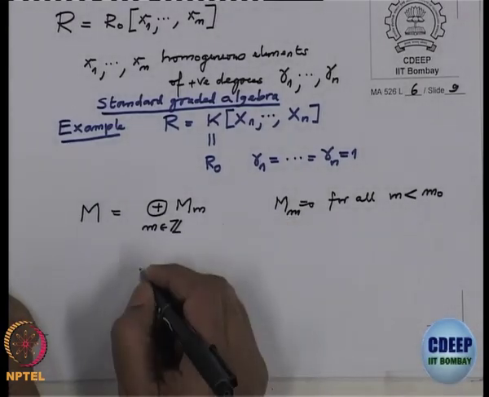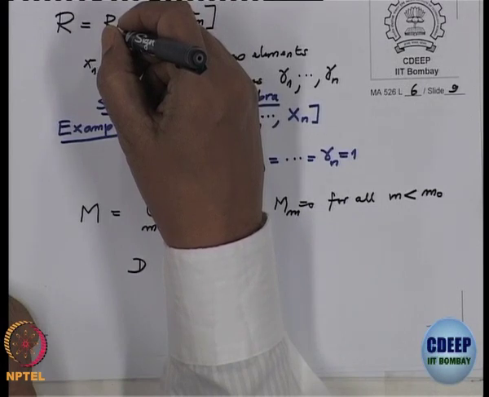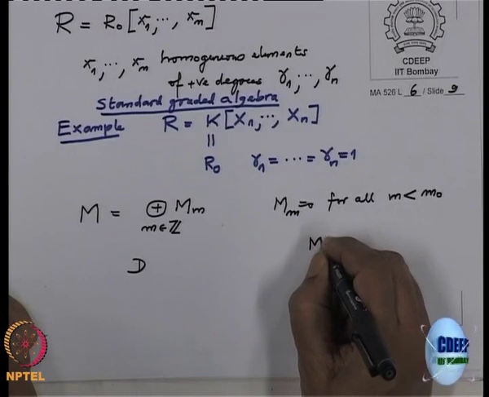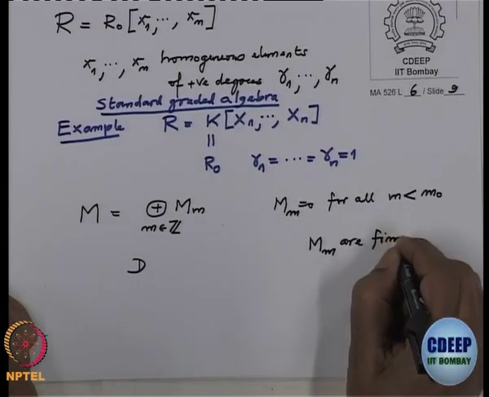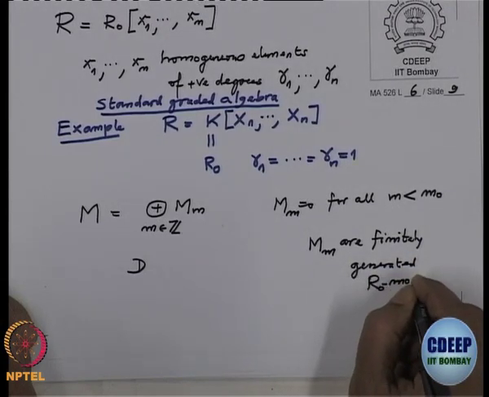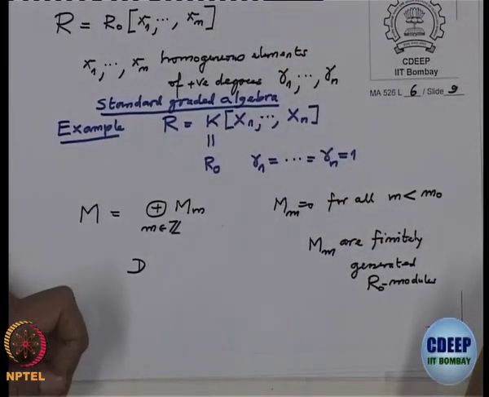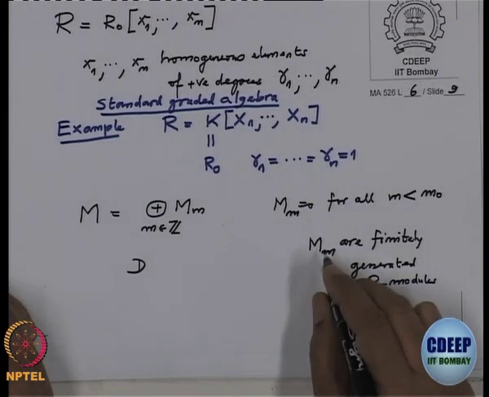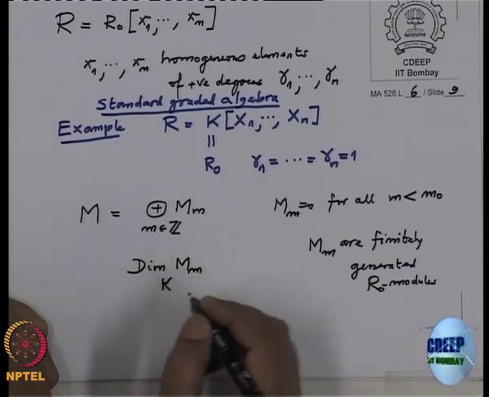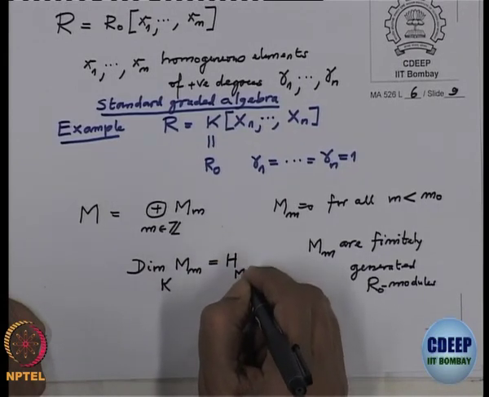So then you look at these M_m. All these M_m are R_0 modules, and we assume that all these M_m are finitely generated R_0 modules. So therefore, and R_0 is a finite dimensional vector space. Therefore, in turn, all these M_m are also K vector spaces of finite dimension. So the dimension of M_m as a K vector space, this is some integer, this I want to denote by H_M of m.